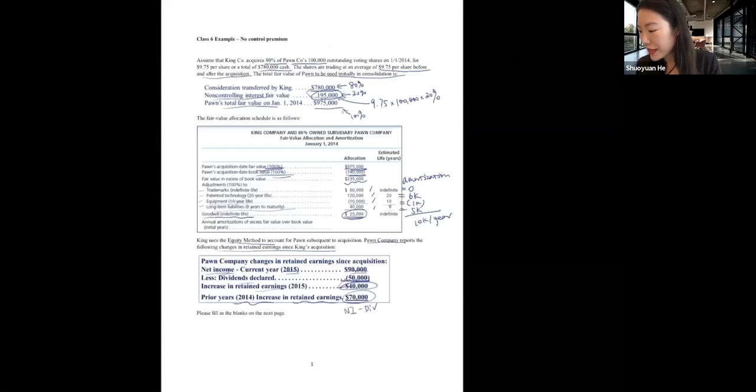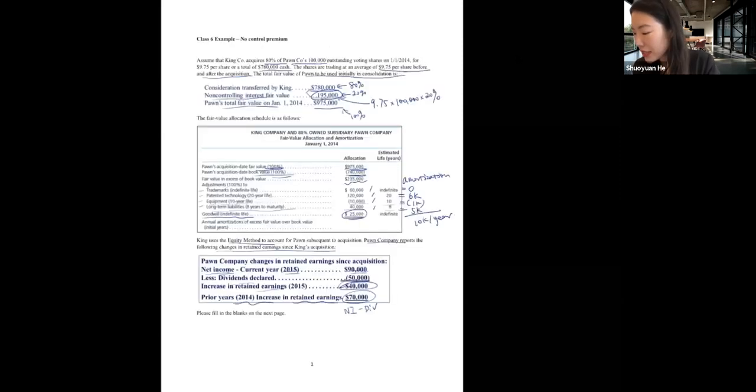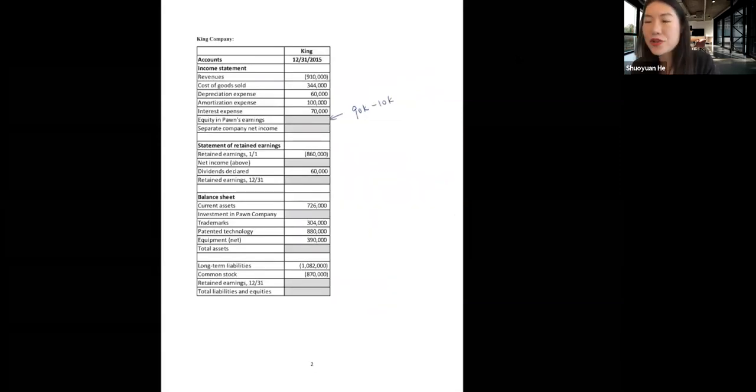So now let's look at the parent book, the King firm's book at the end of 2015. The first blank here is equity in subsidiary earnings. Because King is using the equity method, equity in subsidiary earnings is basically the subsidiary's current year income, which is 90,000, minus 10,000 amortization. And because King has 80% of the subsidiary, we multiply it by 80%. So that gives you 64,000. So equity in subsidiary earnings is 64,000.